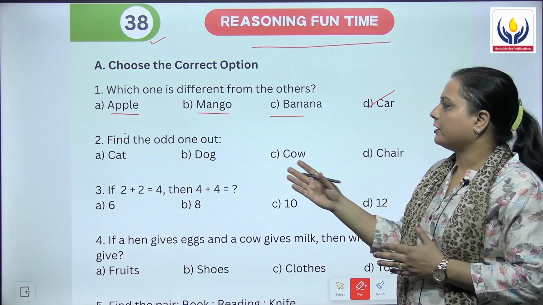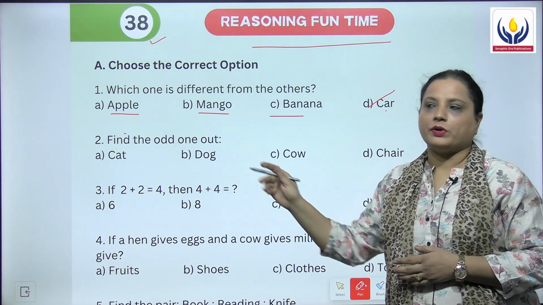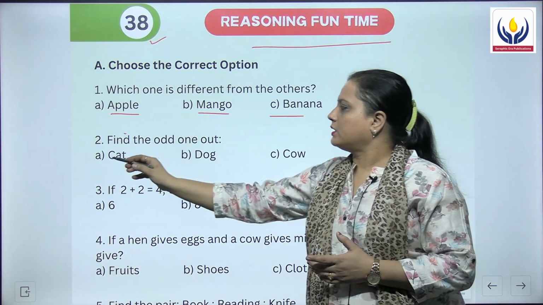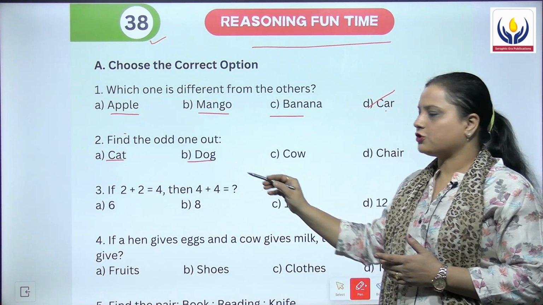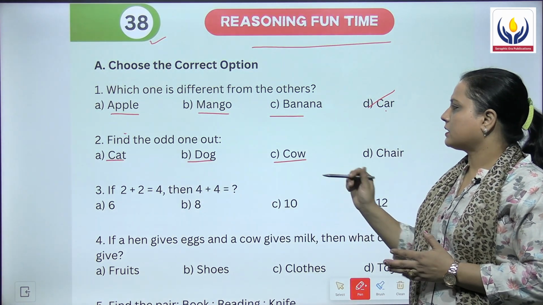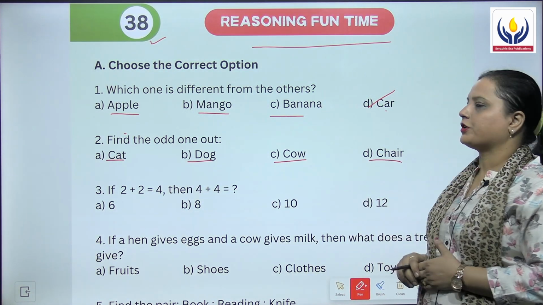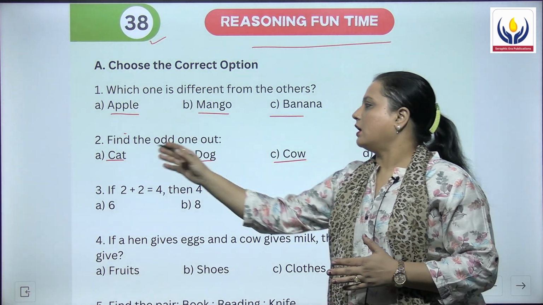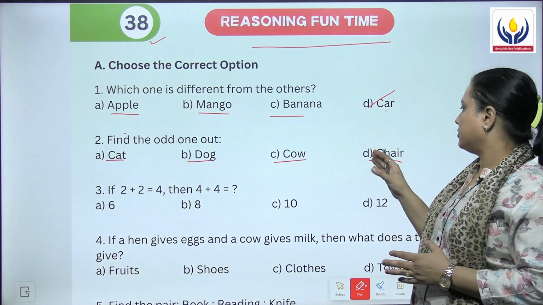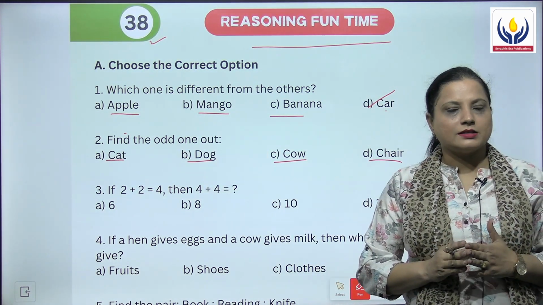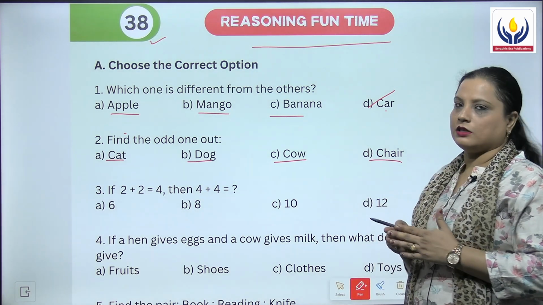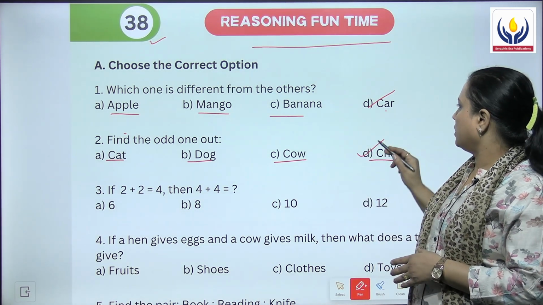Next, we have to find the odd one out in the second question. So, the first one is cat, second is dog, third is cow, and D is chair. Obviously, they all are living organisms and a chair is not a living organism. Hence, this one is again the odd one out. So, we will put a tick.